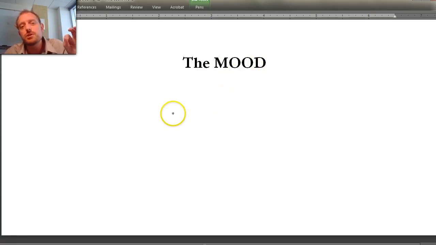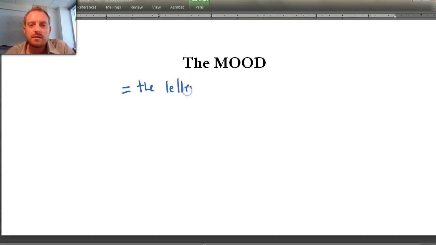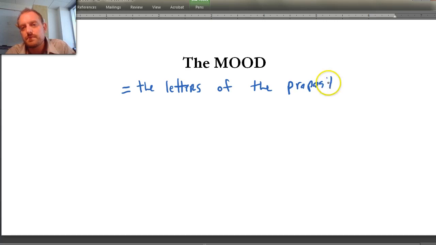Every standard form syllogism has a specific mood. So what is the mood? Okay, the mood corresponds to the letters of the propositions that make up the syllogism.